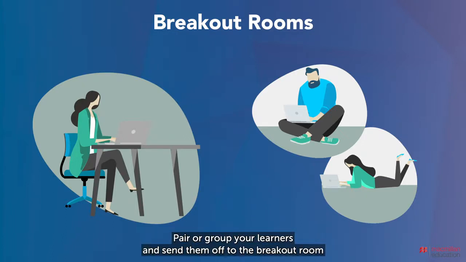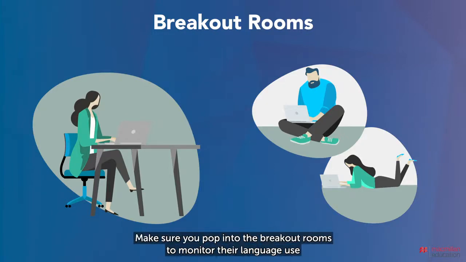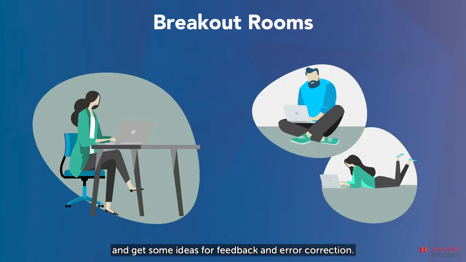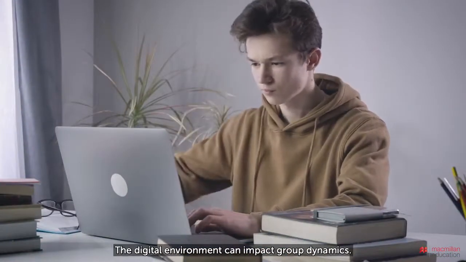Pair or group your learners and send them off to the breakout room to practice the new language together. Make sure you pop into the breakout rooms to monitor their language use and get some ideas for feedback and error correction. Once learners are back in the main room, ask them to report on what they discussed before giving your feedback.